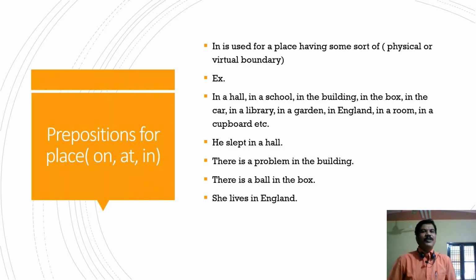Let's learn prepositions for place: on, at, in. "In" is used for a place having some sort of physical or virtual boundary, sometimes big places also. Example: in a hall, in a school, in the building, in the box, in the car, in a library, in a garden, in England, in a room, in a cupboard. He slept in a hall. There is a problem in the building. There is a ball in the box. She lives in England.